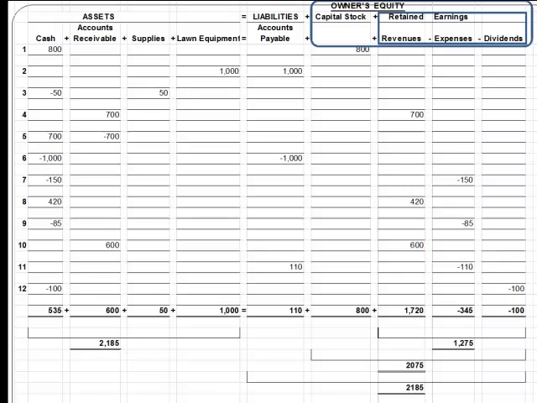Over on the right side of the equal sign, you'll see that I did a subtotal of $1,275 for retained earnings, $1,720 minus $345 minus 100 to get to $1,275. When we add that to capital stock of $800, then we get $2,075 of owner's equity. When we add the owner's equity to the liability accounts payable of $110, we get $2,185. So you'll notice that both sides of the equal sign are $2,185. In other words, our equation is in balance.